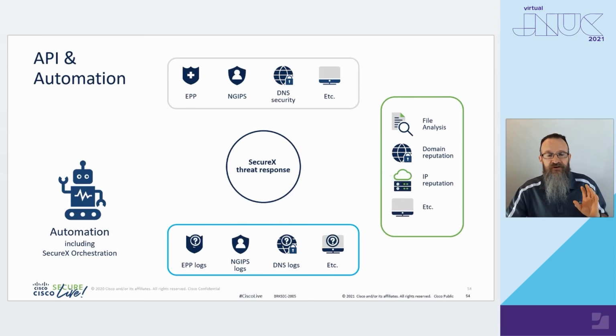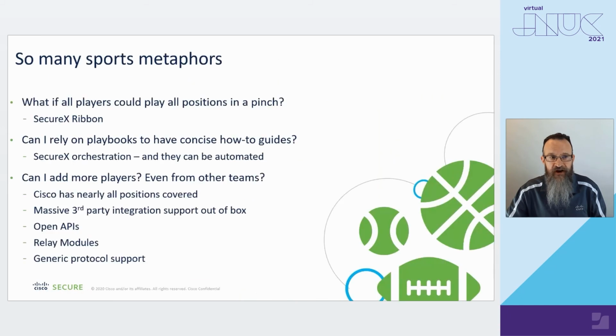So we've got some sports metaphors that we've dropped on you already, and there's so many more. What if all the players on your team could play all the positions if they needed to? Well, we've got the SecureX ribbon, which is what I was talking about earlier, about giving the products access to the XDR functions and the XDR's ability to harness the functions of all the other products. You can be in the Cisco Secure Endpoint interface and make a block rule on your firewall via the SecureX ribbon because it acts as a transit layer, acts as a broker between the capabilities and the functionality and the data and the intelligence and the insights that each product has and all of the other products in your SecureX deployment. You know, what if I could rely on playbooks to have concise how-to guides for how my team should behave?